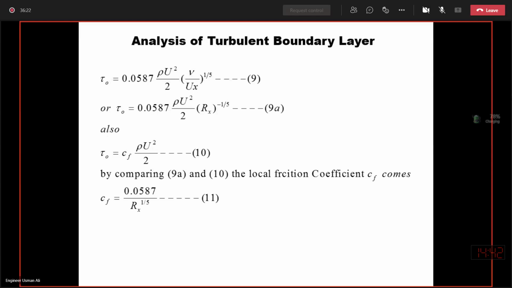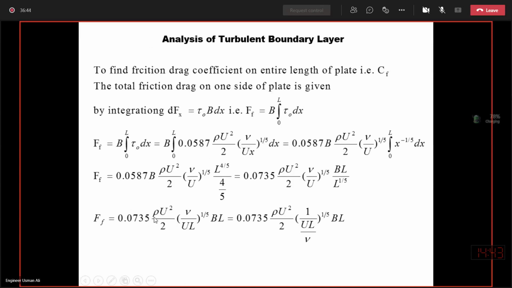Next we have to find the local friction factor for the turbulent flow, and for this we need to again compare equation number 9 and equation number 10, where we know tau naught is Cf rho u square by 8. So comparing equation 9a and 10, we can write Cf is 0.0587 Rx power minus 1 by 5. This is the local friction factor for the turbulent flow. Then we have to find the frictional drag and the coefficient of friction drag for the entire length of the plate for the turbulent flow.